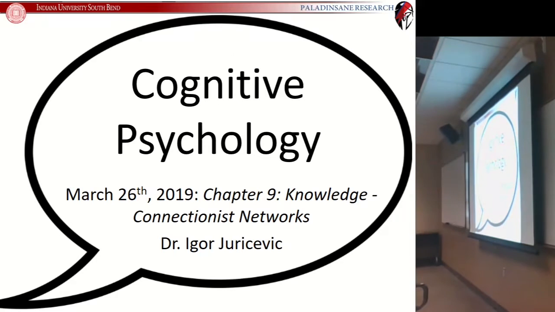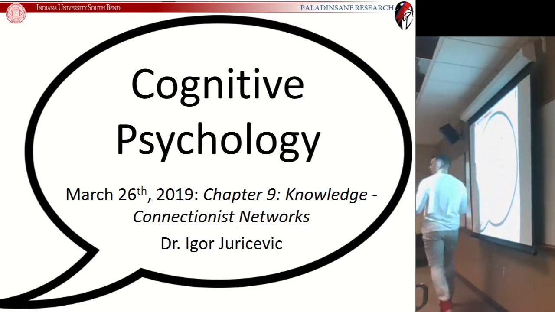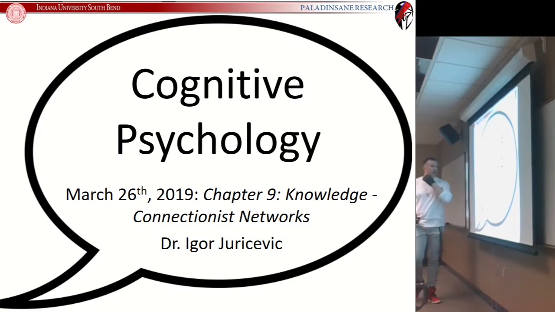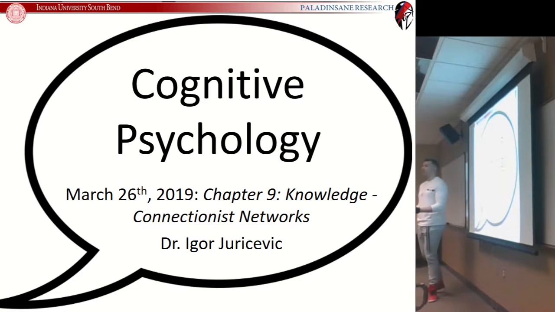What we're going to do today is finish up our look at Chapter 9 on knowledge, and take a look at the theory and the idea behind connectionist networks. We've been building up to this very intricate form of knowledge representation, and you're going to see that it has a lot of things in common with some of the other ideas that we've seen previously.